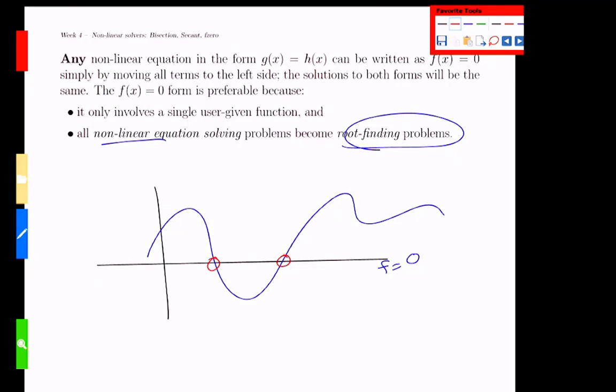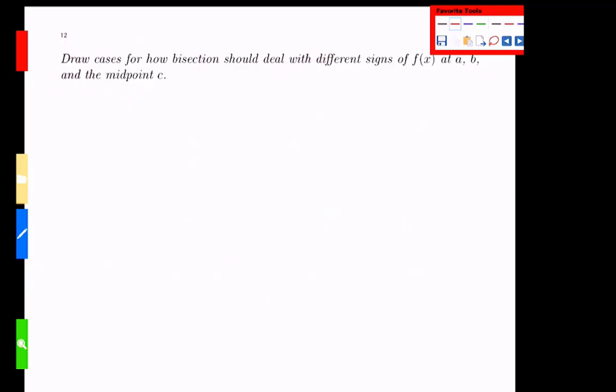How does that help us? How does that make life easier? Well, it makes our bisection super easy because there's only so many cases. If I have my function going like this, and let's talk about the a coordinate and the b coordinate on the x-axis. These are x's. And I take the midpoint. And so I notice that this is negative for the y value, negative for the y value, and positive. Which interval should I keep if I'm looking for the root?